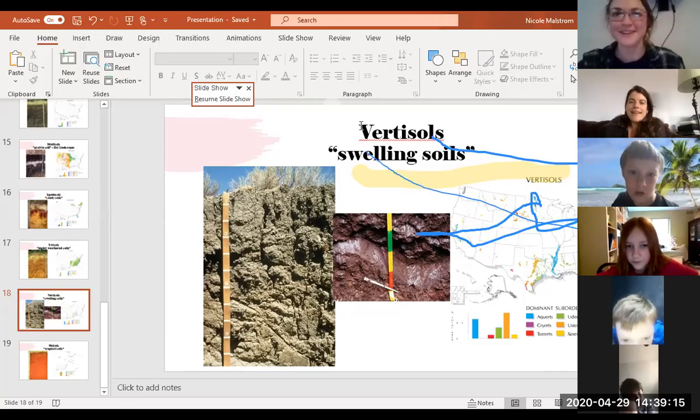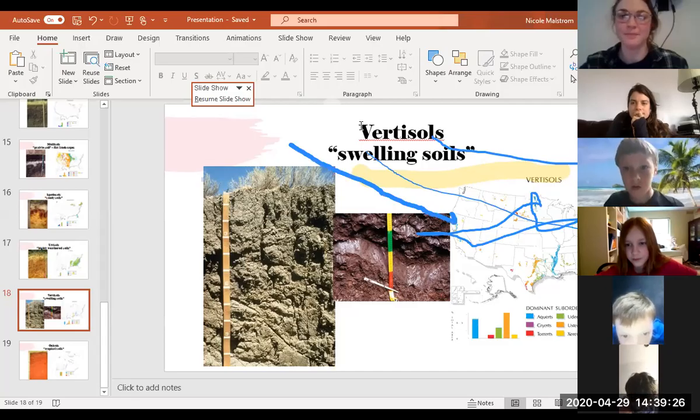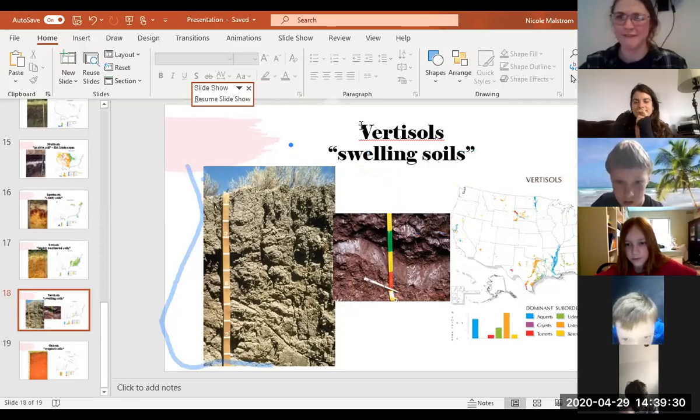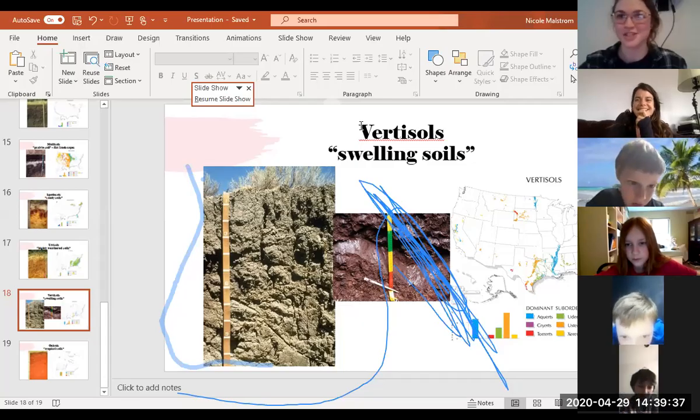Robin? Is this how mudslides happen? Mudslides are definitely possible in these kinds of soil. There are probably a lot of different ways that mudslides happen, and I can definitely look into that and come back and let you know. It's been a while since I took a geomorphology class.